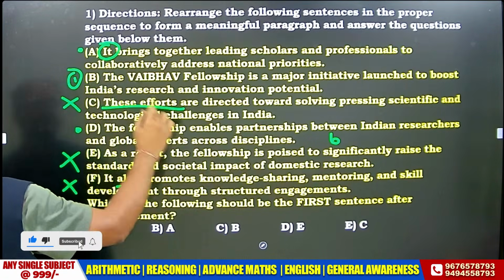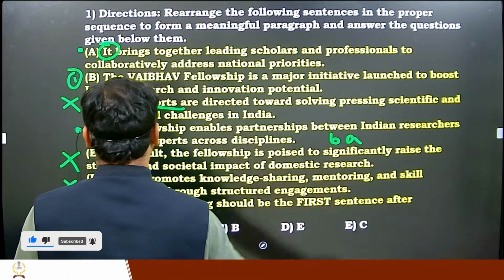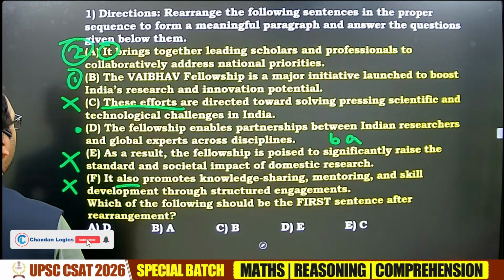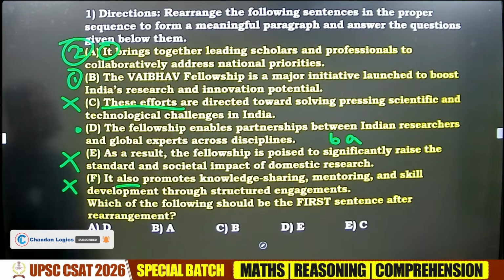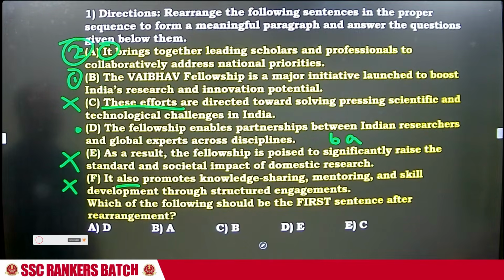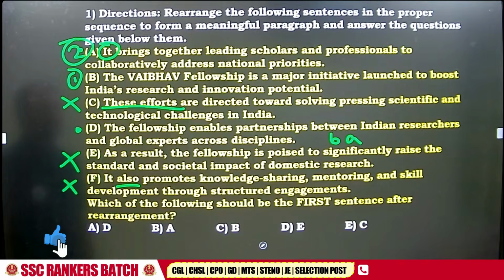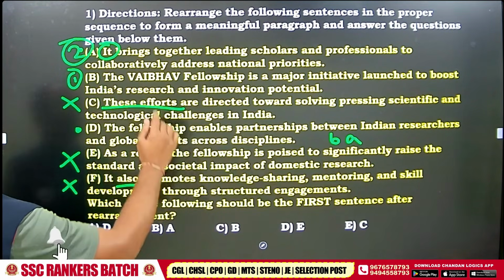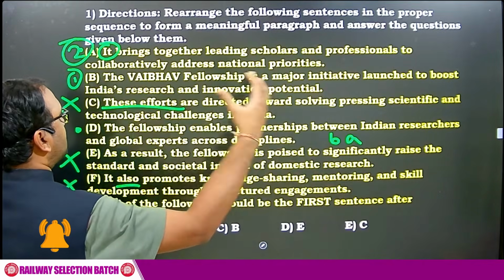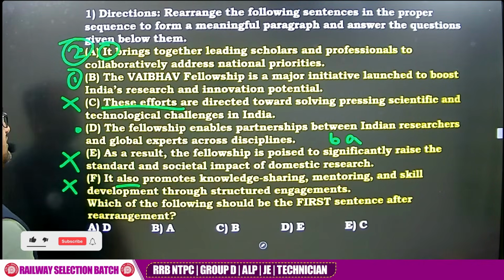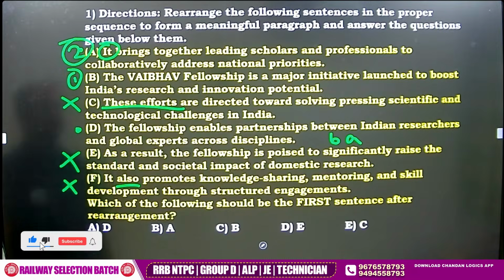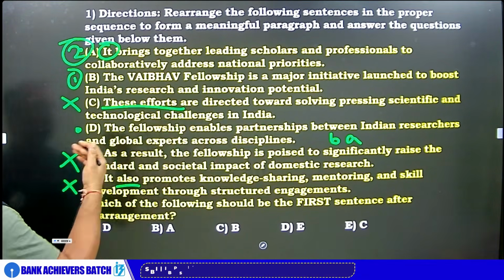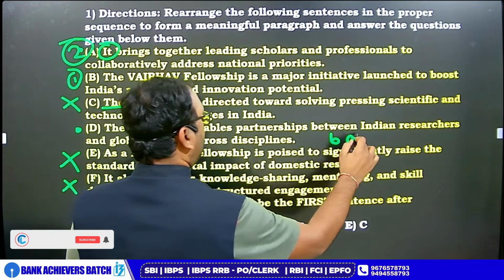It brings. So this is the pronoun. Noun follows pronoun. It brings together leading scholars and professionals to collaboratively address national priorities. Okay, then what comes? The fellowship also enables partnership between researchers.